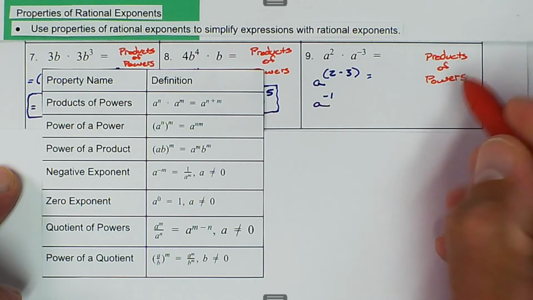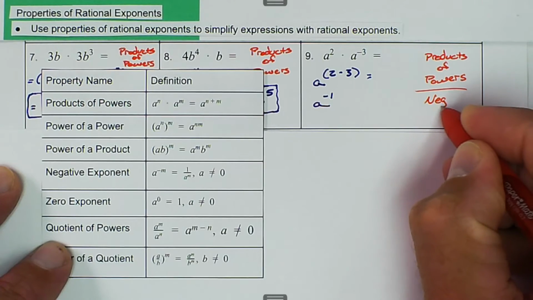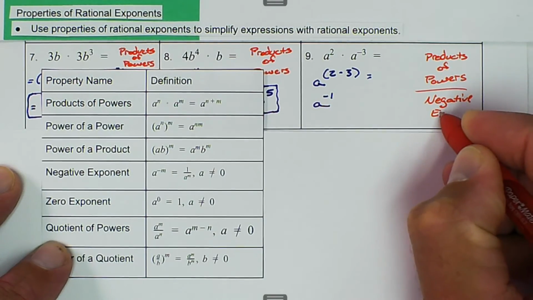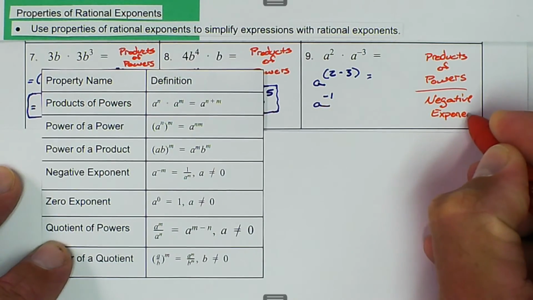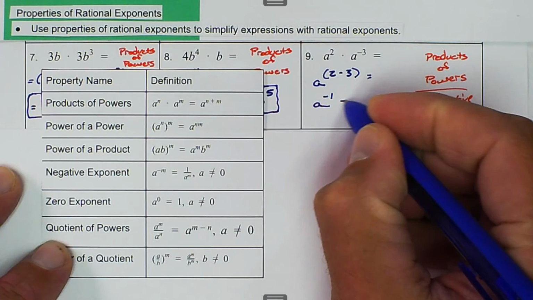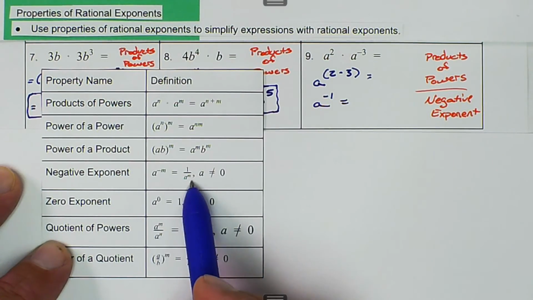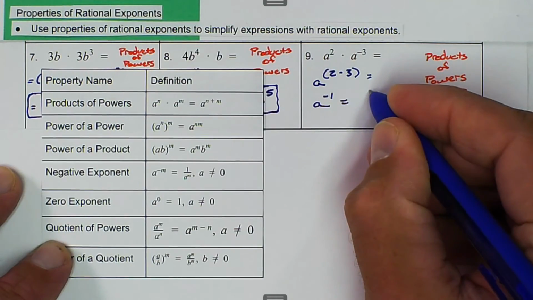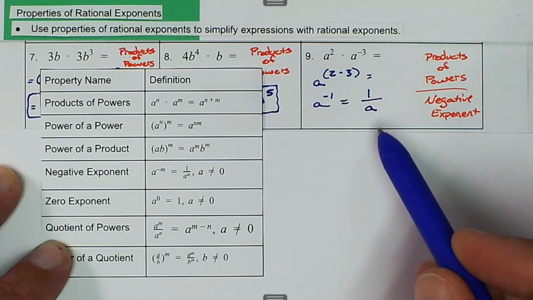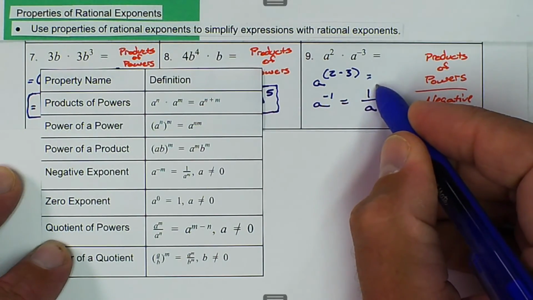So at this point, we can use the negative exponent. And the negative exponent says, if it's a negative exponent, we can move it to the denominator and make it positive. So that's 1 over a to the first. And we don't have to write it if it's to the first. We can just leave it as 1 over a.